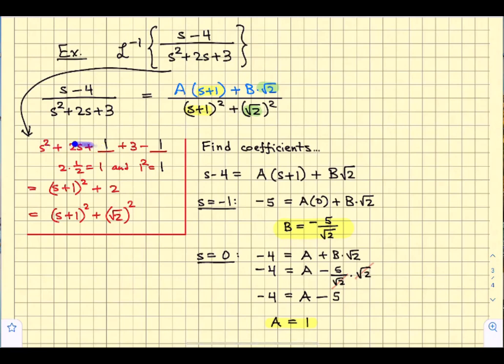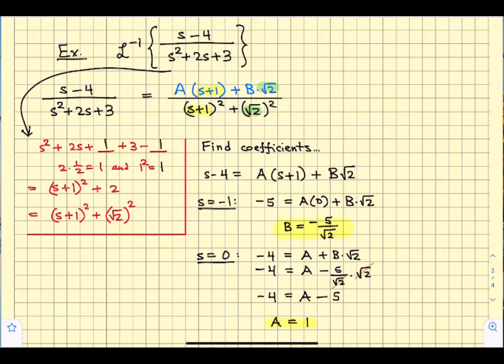So then refactoring, this is an s plus 1 quantity squared. This is a 3 minus 1, which we write as 2, but we have to write it as a sum of squares. So we get s plus 1 quantity squared plus, we'll write this as the square root of 2 squared. So that means we're going to rewrite this. We know our new denominator is going to be this. These are algebraically equivalent. This is the preferred table form.